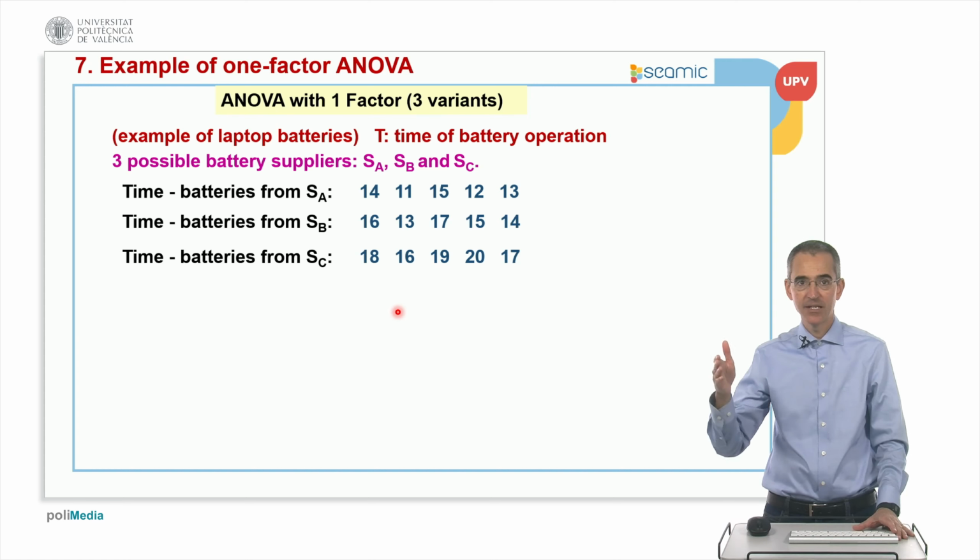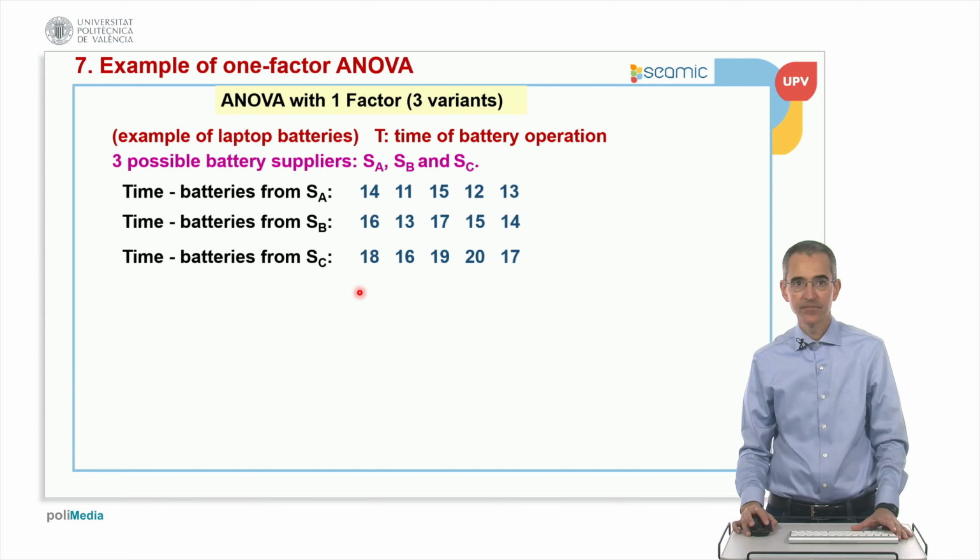This is a simplified example compared with the previous video. Imagine that we have three suppliers of batteries for laptops. In the previous video we had 10 values from each supplier. In this case, let's imagine that we have just 5 values, just to make the calculations easier. We have 3 possible suppliers that we will call SA, SB, and SC, and these are the values obtained experimentally from each one.